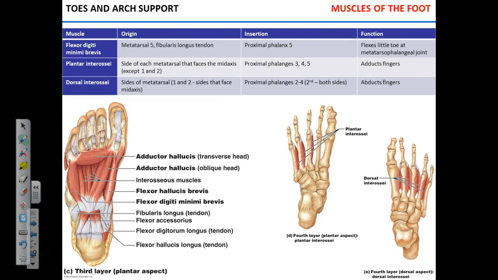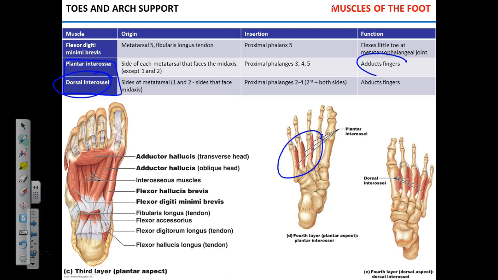And finally, interossei, plantar and dorsal, they are absolutely matching the function of interossei in the palms. So plantar interossei right here, they will adduct fingers in your foot, and dorsal interossei, they will abduct fingers. Spread them out, fan them out.